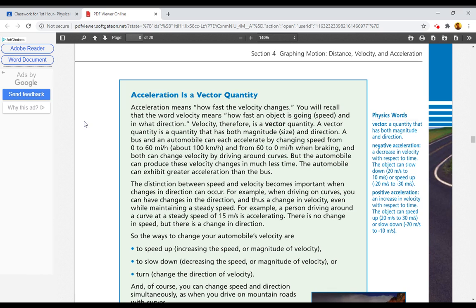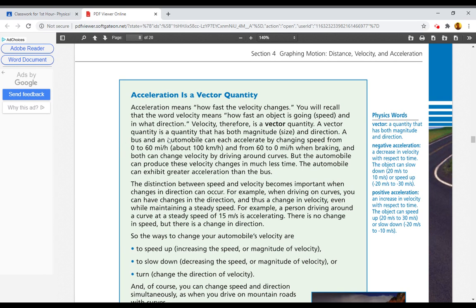Acceleration is a vector quantity. Acceleration means how fast the velocity changes. You will recall that the word velocity means how fast an object is going, speed, and in what direction. Velocity, therefore, is a vector quantity. A vector quantity is a quantity that has both magnitude, size, and direction.